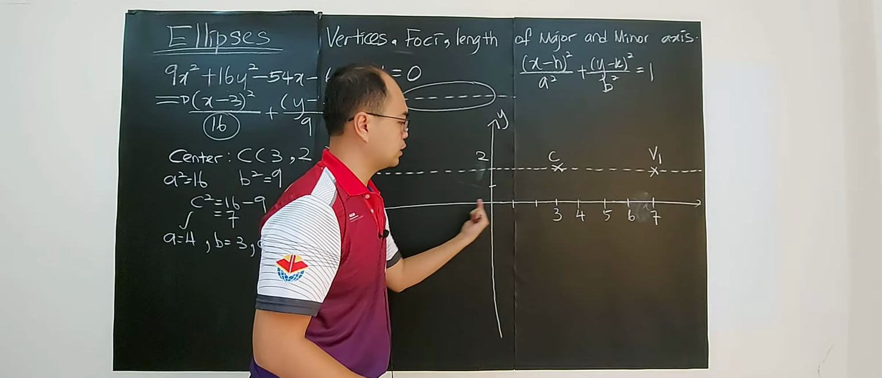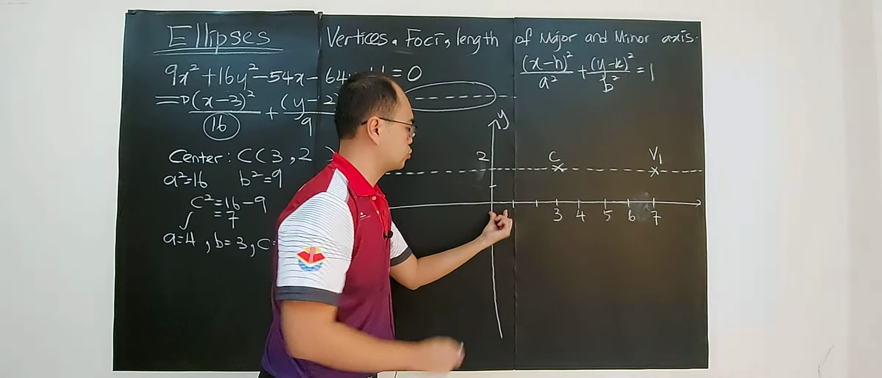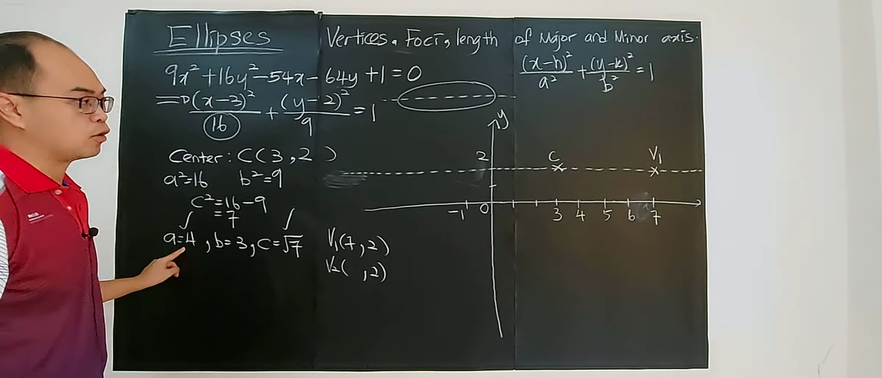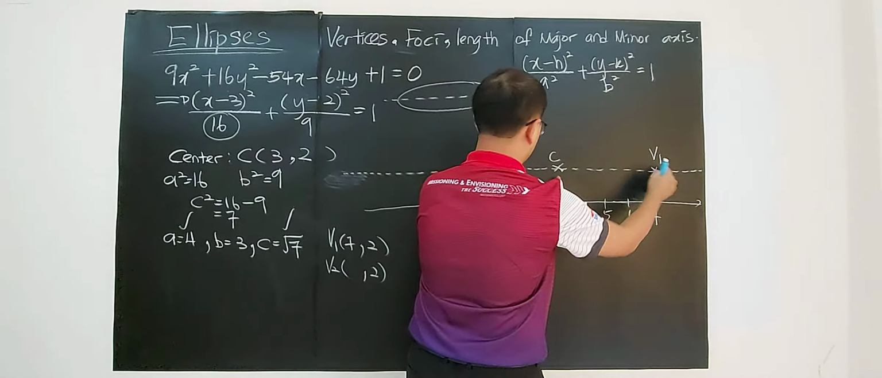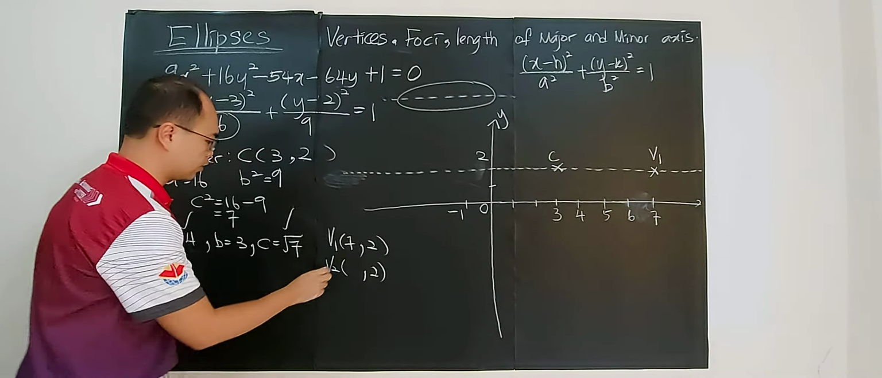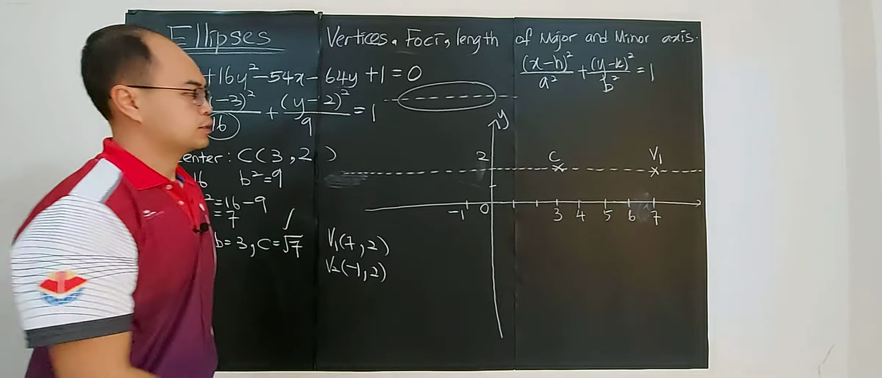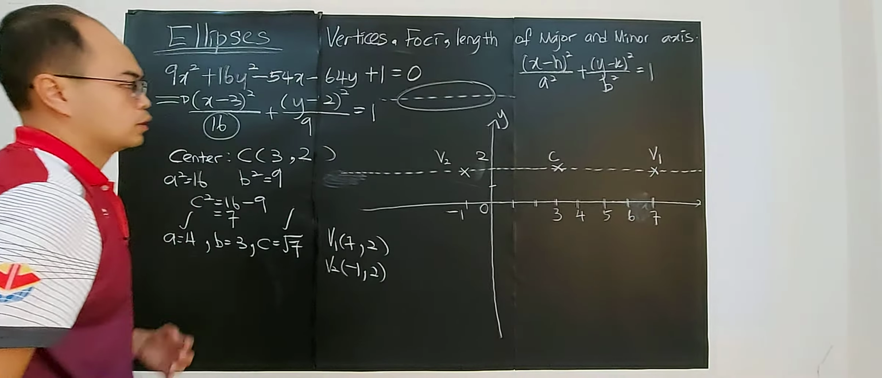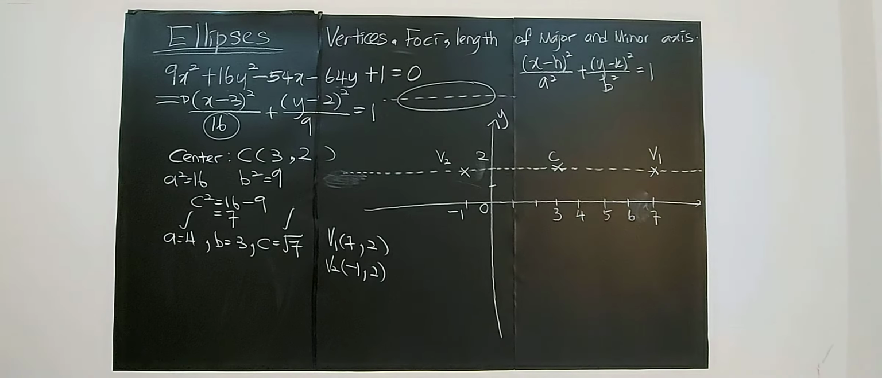But going backwards, we have 1, 2, 3, 4, as the value of A is 4. So you're reaching (-1, 2), which will be your second vertex. So I label this vertex 2. And now I'm going to put the foci.